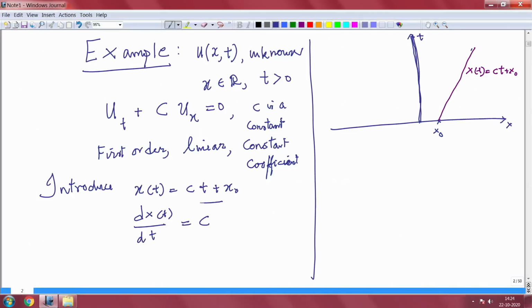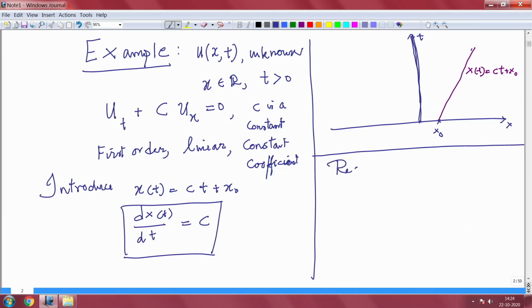So, basically you are actually looking for a solution. You may ask why I considered that equation; that is precisely what you are going to understand now. Once I do that, I restrict my PDE to this line, to (x(t), t).